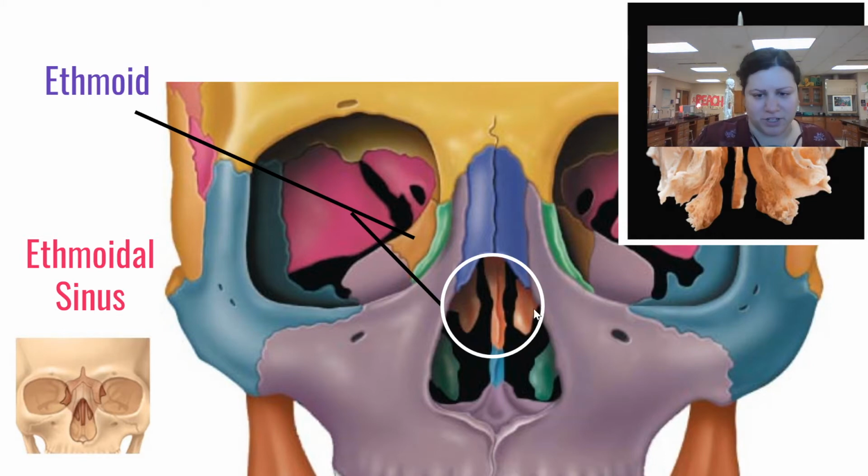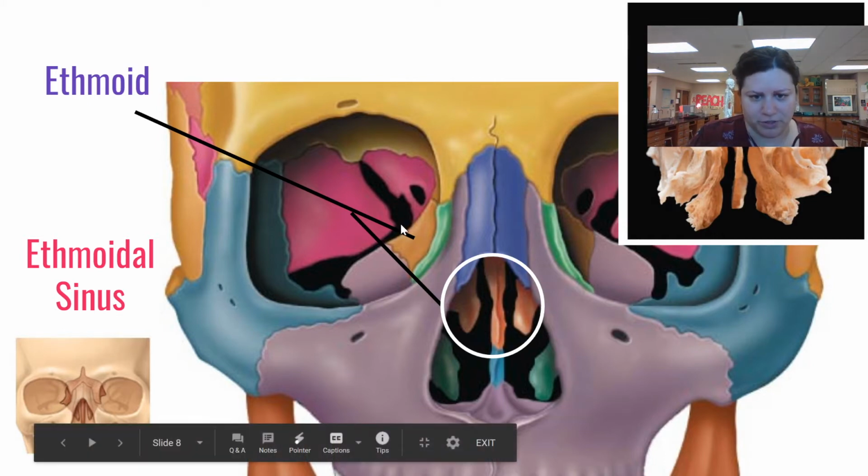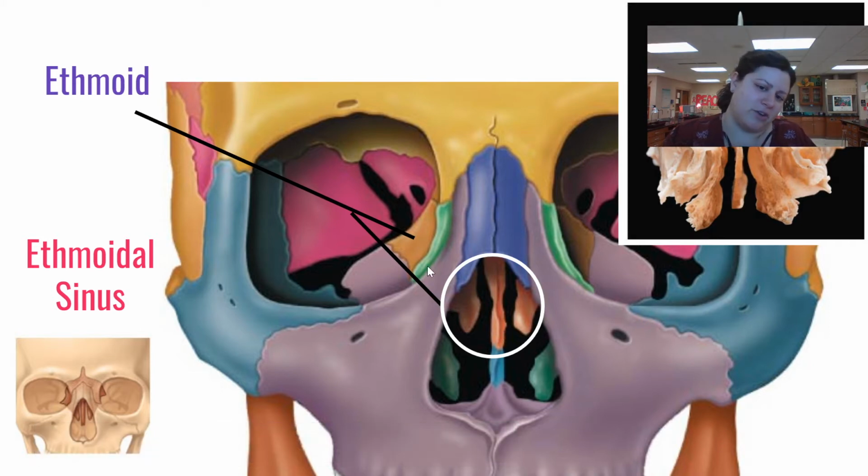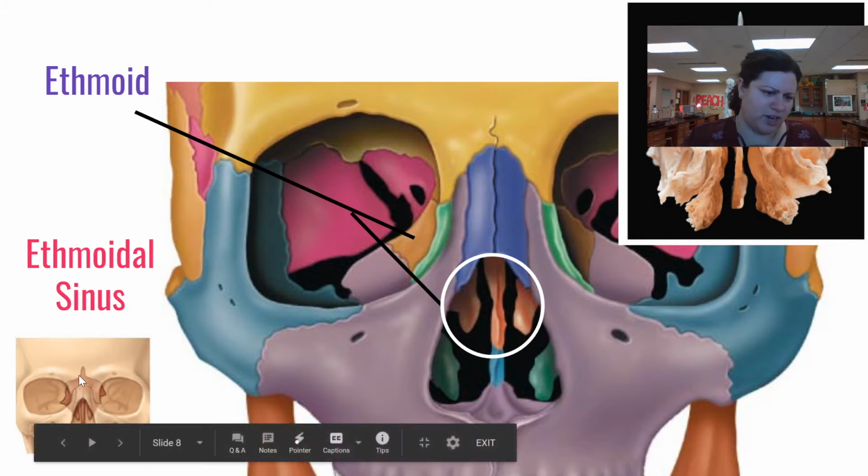And on our big picture here, the ethmoid bone is orange and orange. So the ethmoid bone forms the back of the nose and part of the eye orbit. And just like the frontal and the sphenoid, it also has a sinus. This is a nice picture right here where you can see what it looks like all together. But from the front view, we can't see all of it.